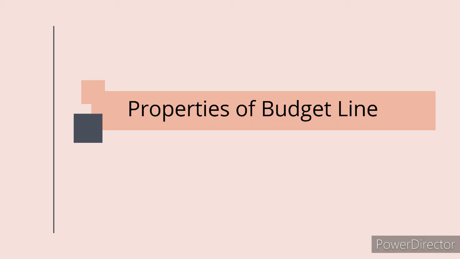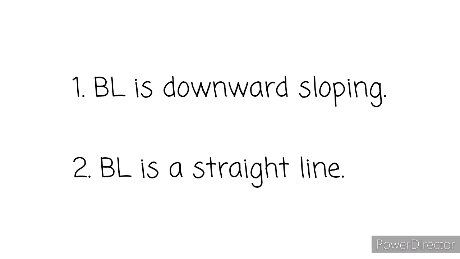Now let us talk about the properties of budget line. There are two simple properties: budget line is downward sloping and budget line is a straight line. So budget line has a negative slope. That means if you want to buy more units of one good, then you have to sacrifice the other good. You can't buy more of the other good. And budget line is a straight line. It is represented by a price ratio which is constant because prices are constant.